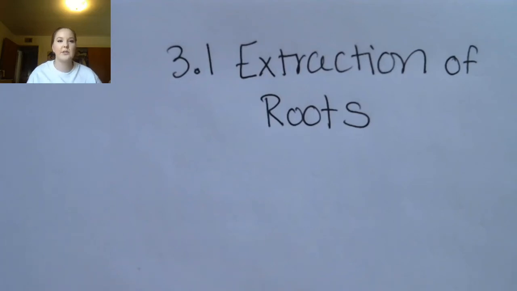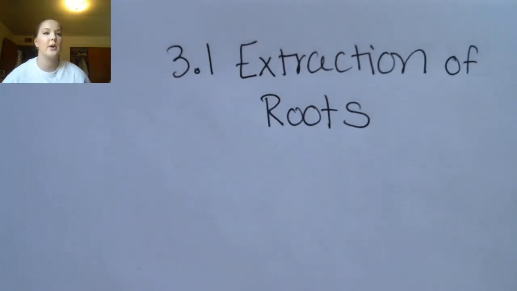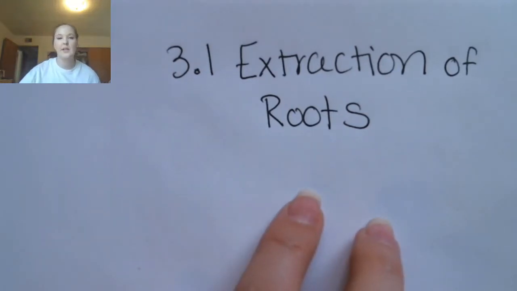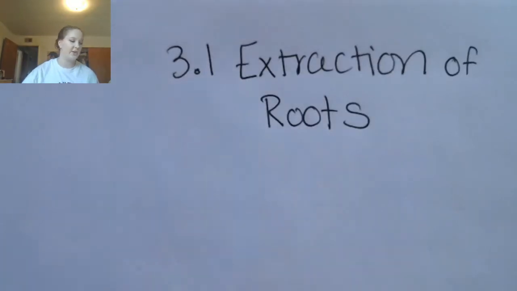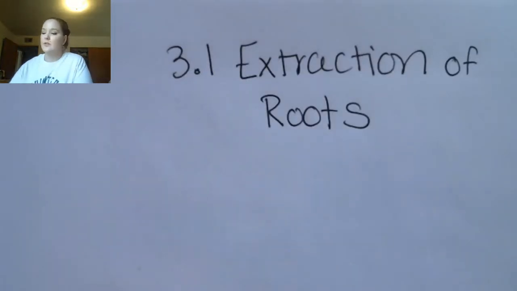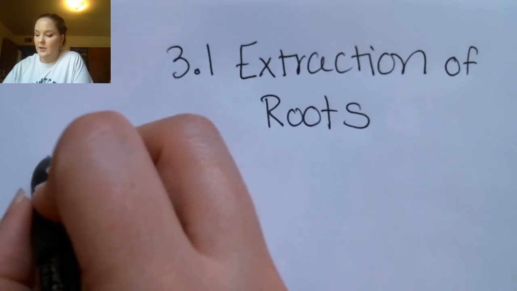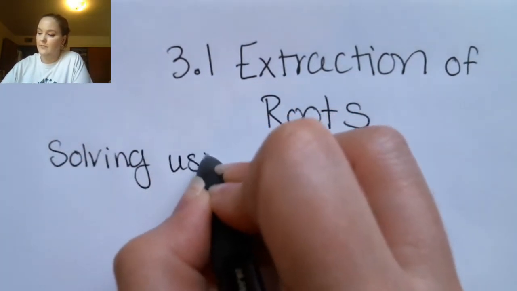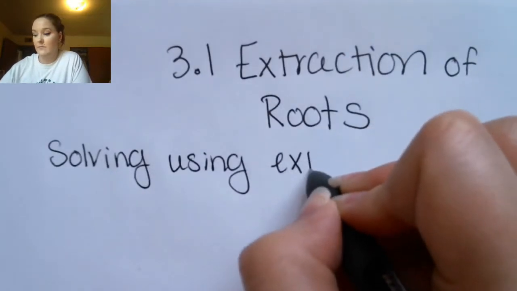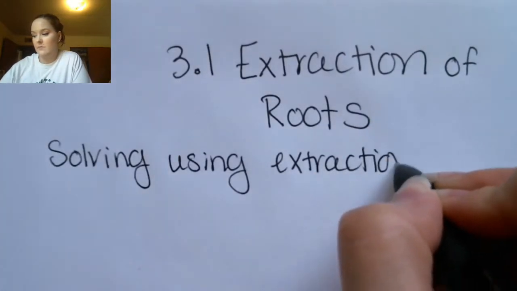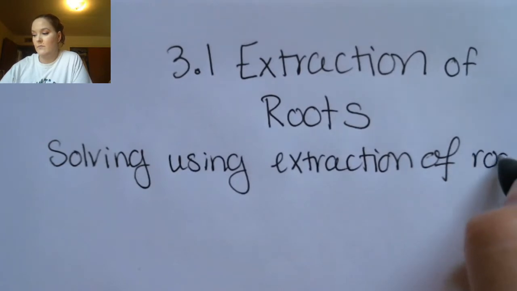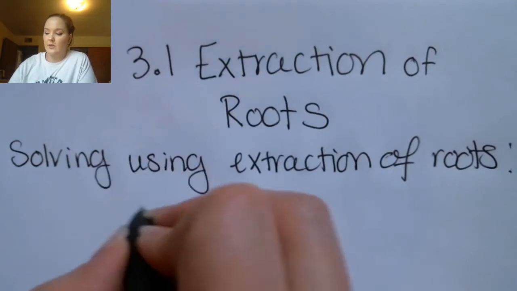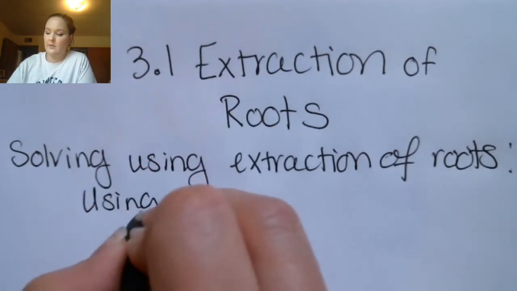Hi everybody. So we're going to start chapter 3, which is all about quadratic equations, so x squared type of equations, and we're going to start by talking about 3.1, which is extraction of roots. Extraction of roots is a method of solving quadratic equations. This method is also sometimes called using square roots.